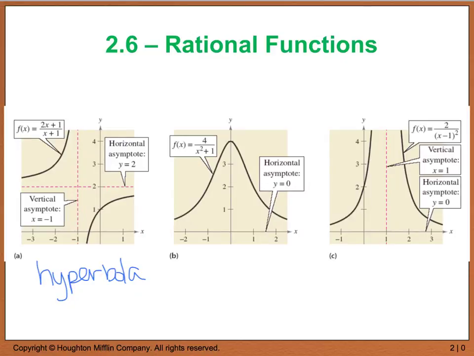And if we look at graph C, you'll see that as our x values approach 1 from the left, our y values are going to increase without bound. And as our x values approach 1 from the right, our y values also increase without bound. So because we're approaching infinity from both sides, this tells me I have a vertical asymptote.